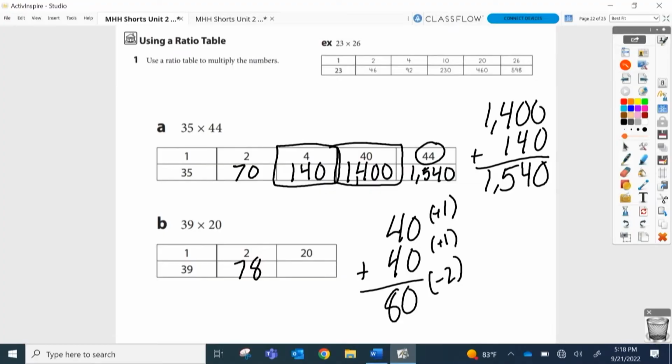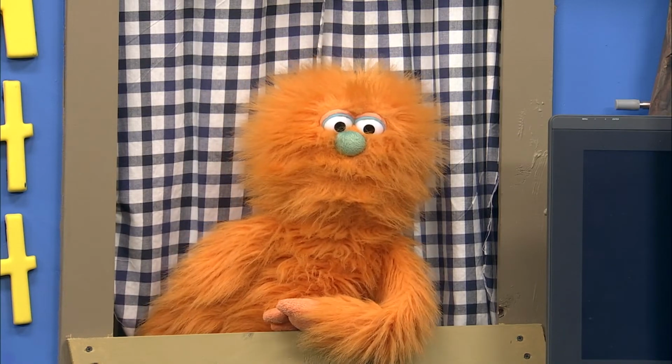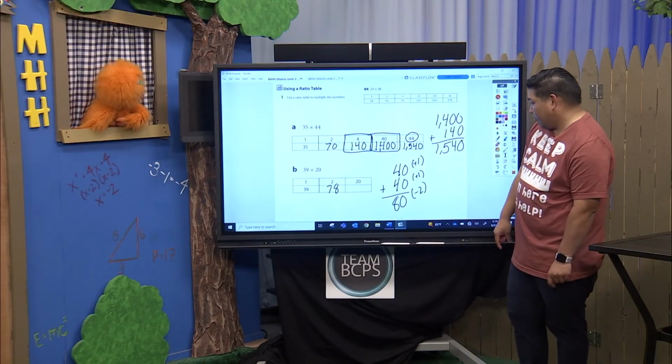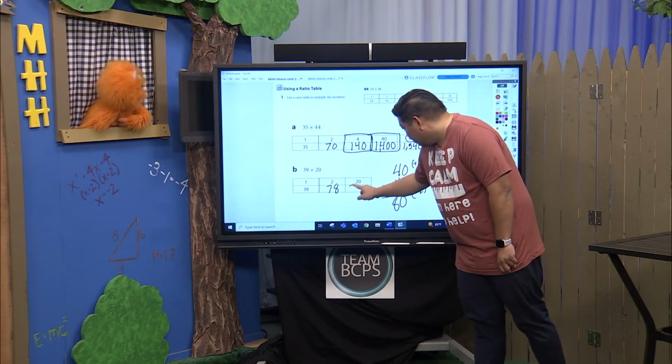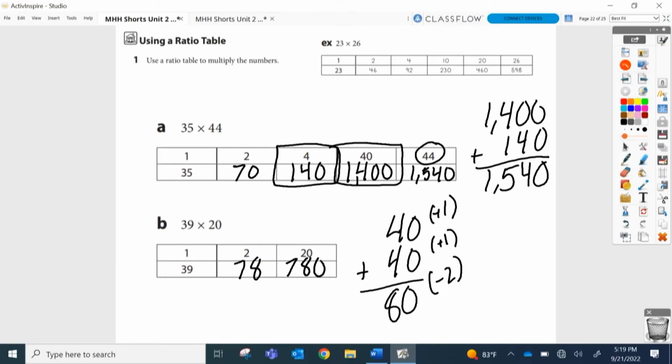All right, and next one we have is 20. So we know 2 groups of 39 is 78. If we multiply that by 10, we'll get 20. I love it. So then we just have to say it would be 780.